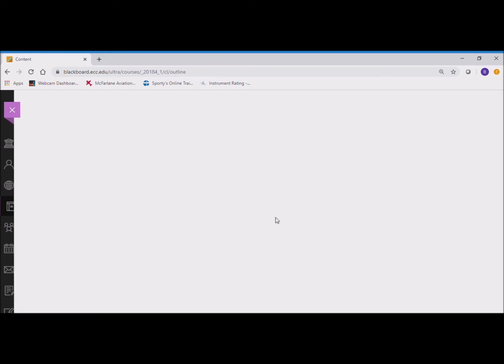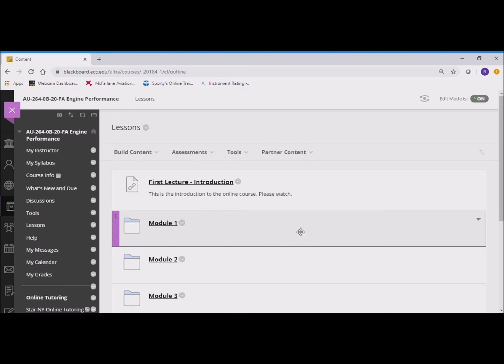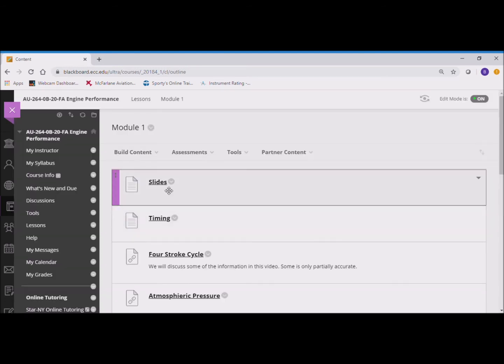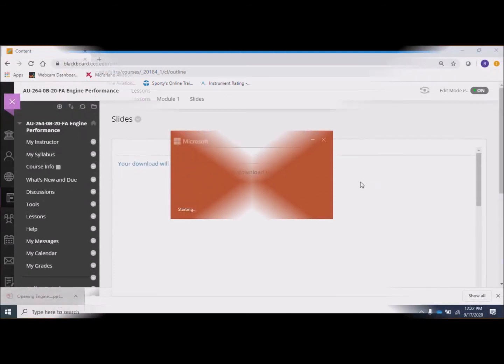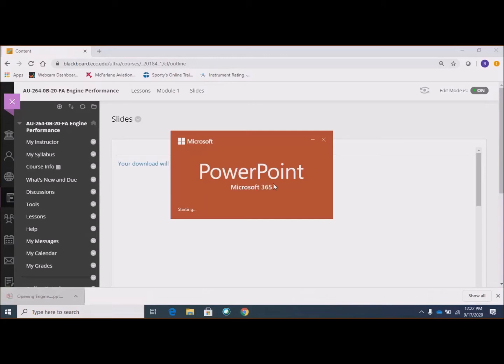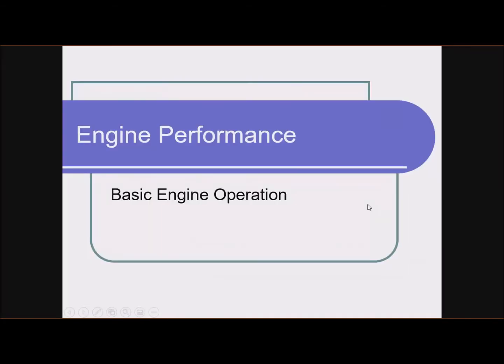Under Lessons, we have Module 1, and under Module 1, there's a link to click on Slides. Let's get that going. Okay, so here's our first set of slides, full screen here, hopefully.